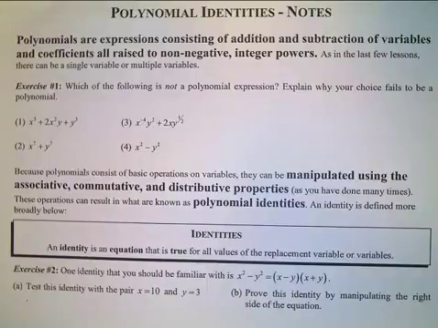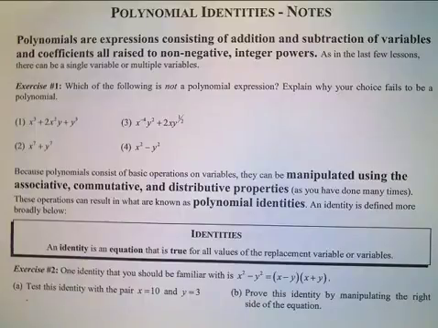This lesson is on polynomial identities. Polynomials are expressions consisting of addition and subtraction of variables, and coefficients all raised to non-negative integer powers. As in the last few lessons, there can be a single variable or multiple variables. So, in exercise 1, they want to know which of the following is not a polynomial expression. Explain why your choice fails to be a polynomial.